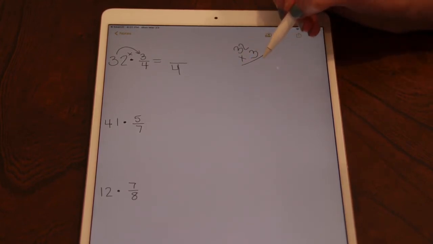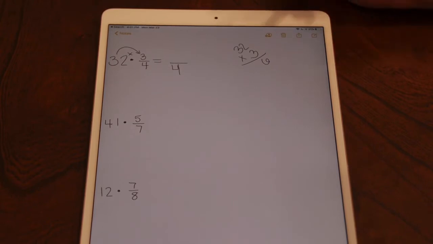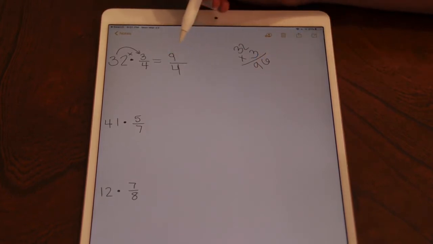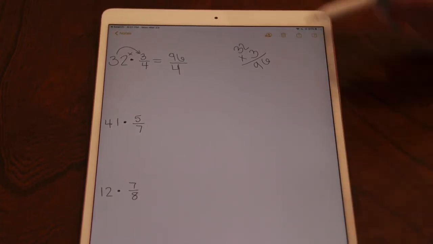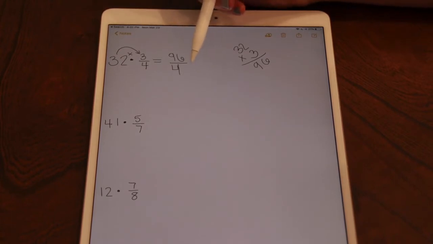3 times 2 is 6, so I write it right there. Then I go on and I multiply into this, and I do 3 times 3 is 9. So that gets me 96. But can I leave it as an improper fraction? No, I can't. So I need to do my division to figure out what this becomes.